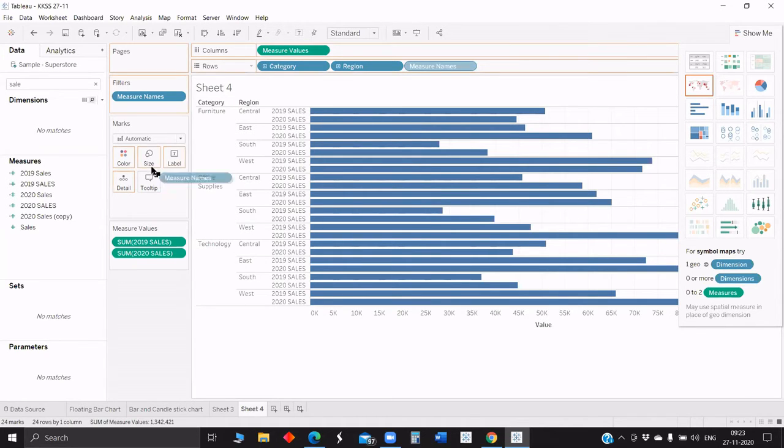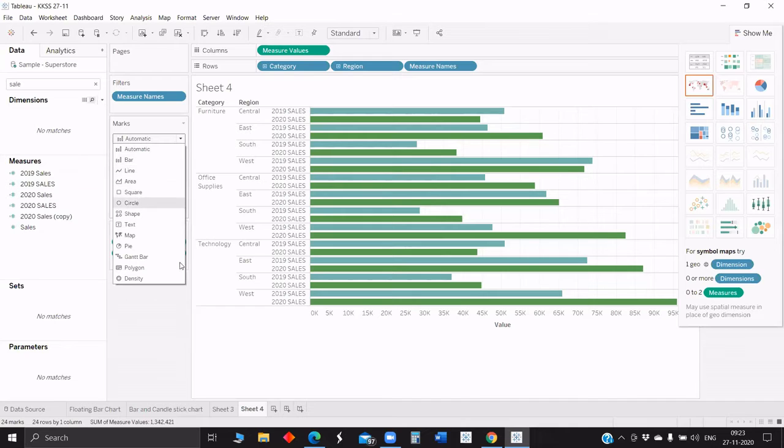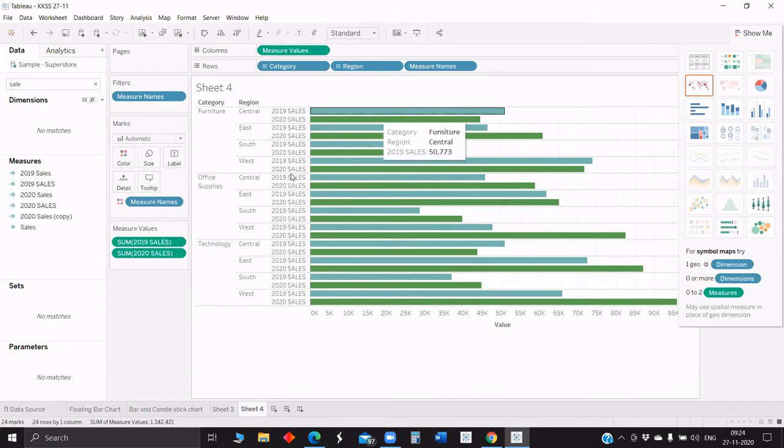Okay, we'll color it by measure names. Currently the measure names and measure values are shown as bars, but the difference we have to show as a Gantt chart. If we put all three in measure names and measure values, these two bars will also change to Gantt chart. So to avoid that, we will separate this 2020 sales copy.